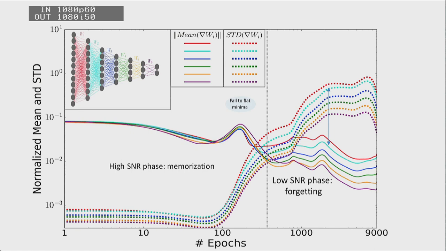So why should it converge? You see that they start in very different places. The beginning is completely unordered. But when they reach this flat minimum, the signal-to-noise ratio of the gradients looks like a constant.